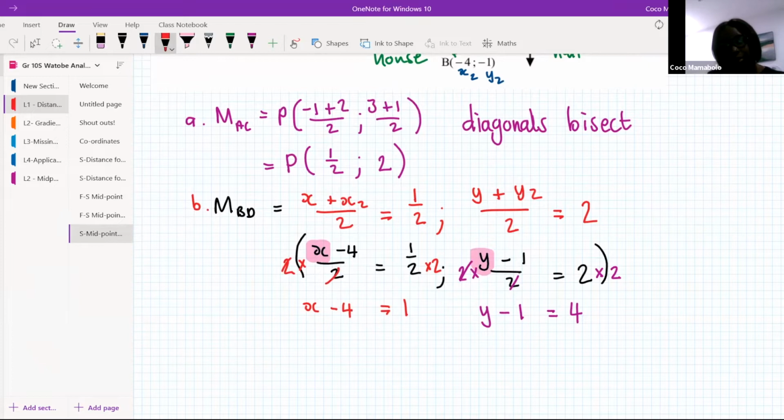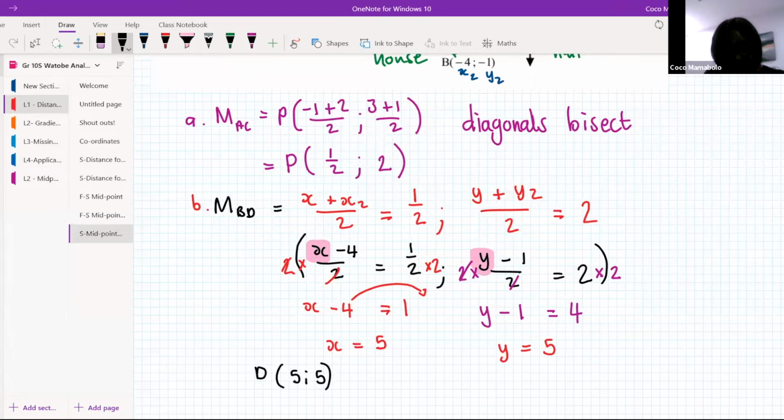Bufello, check your Y value again. Okay, I'm going to take minus 4 over to the other side and it becomes plus 4. Therefore, X is equal to 5. And my Y value, minus 1 will go over and become plus 1. Therefore, Y will be equal to 5. So the coordinates for D are going to be 5 and 5.